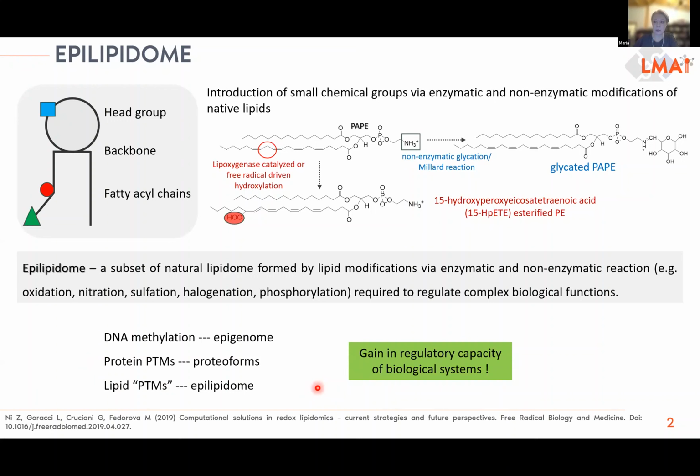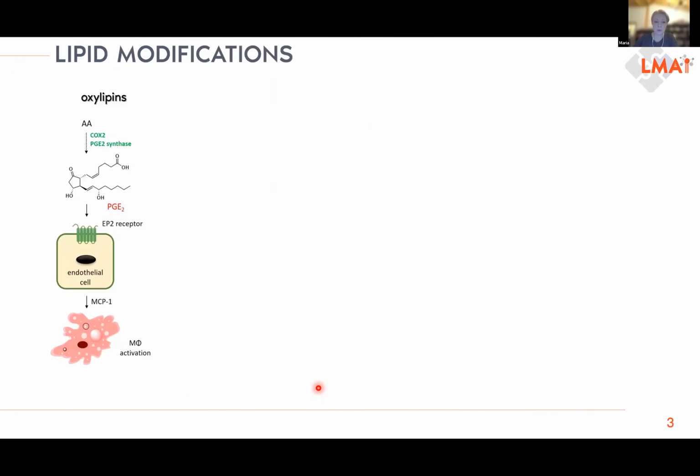And of course, there are different examples of such regulation in the lipid universe as well. One of the well-known examples is, for instance, regulation of different signaling functions via oxylipins. So we have arachidonic acid, which under the action of different enzymes like COX-2 and then different prostaglandin synthases can result in a whole set of different prostaglandins. Here you can see PGE2. And PGE2, for instance, has different receptors. There are 4 receptors expressed in different tissues and different cells. And that usually results in the activation, for instance, of macrophages, so pro-inflammatory signaling in certain conditions.